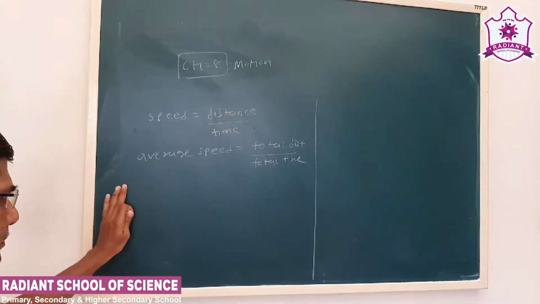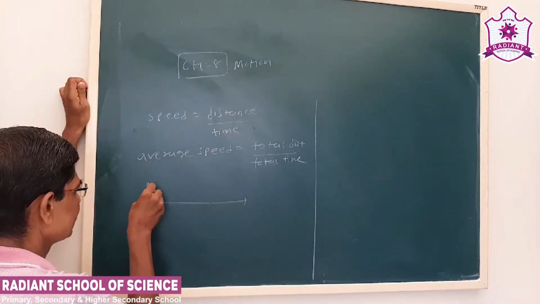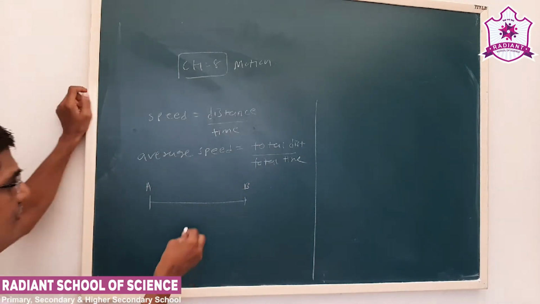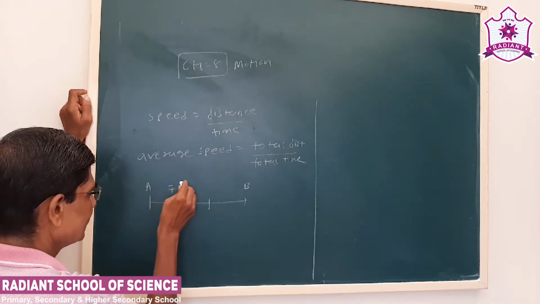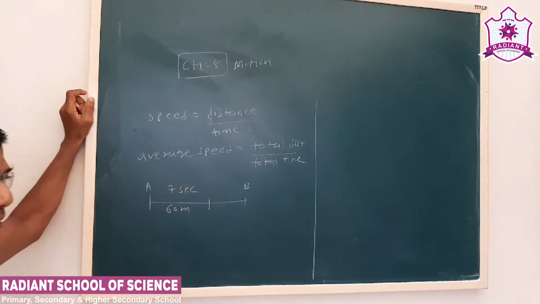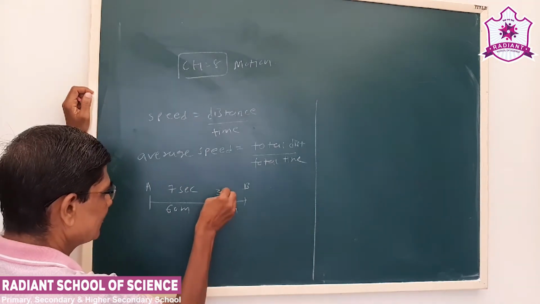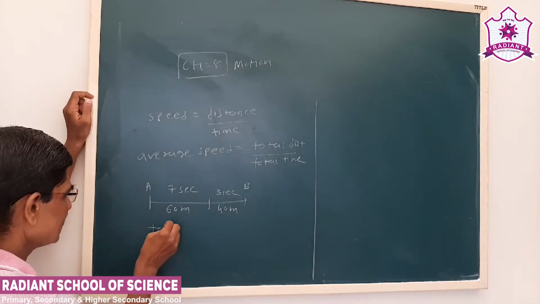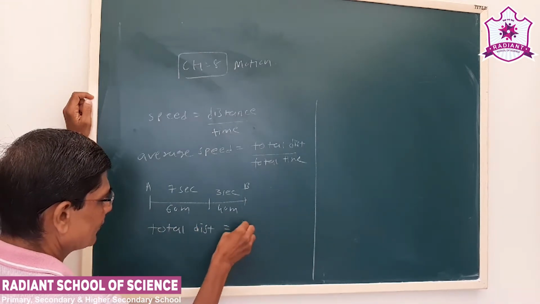Now we take a simple example. Suppose a 100-meter race. An athlete moves from A to B. The first 60 meter it covers in 7 seconds, and the remaining 40 meter it covers in 3 seconds. What will be the average speed? Here, the total distance is 60 plus 40.